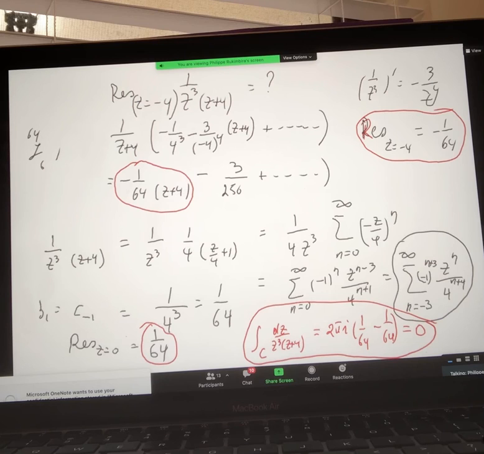So this is the tool we have so far, using Laurent series by taking advantage of geometric sums. But it's limited, of course. It's going to work when we have simple rational functions. Otherwise, we need some bigger tools to be able to compute the residue.